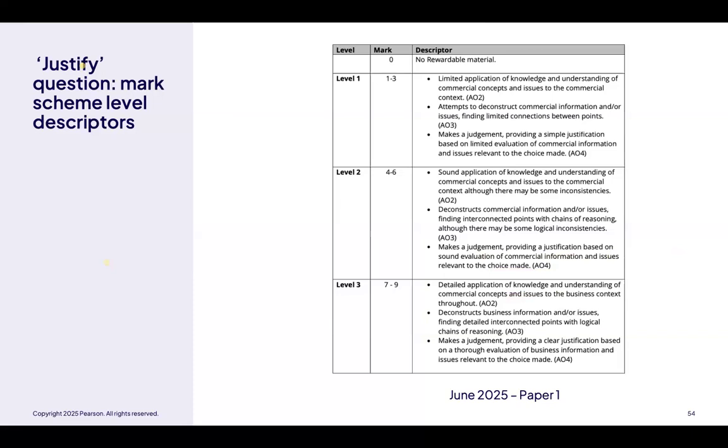So if I were to take us through that once again, I can see that for AO2, we've got level 3. For AO3, we have level 3. For AO4, we have probably just into level 2. And that's where the marks overall came from. So that response got 8 marks.